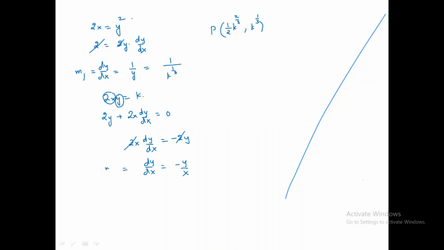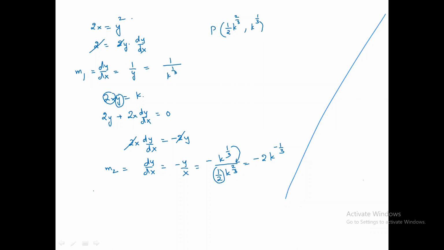But I will get the slope of the second tangent if I put what is y and x. Minus k power 1 by 3 divided by 1 by 2 k power 2 by 3. So this 1 by 2 will become minus 2 k power 1 by 3 minus 2 by 3, that is minus 1 by 3. This is the slope of the second tangent.